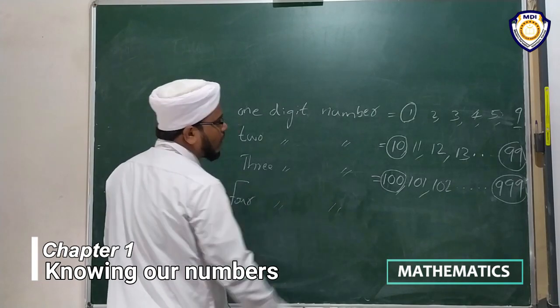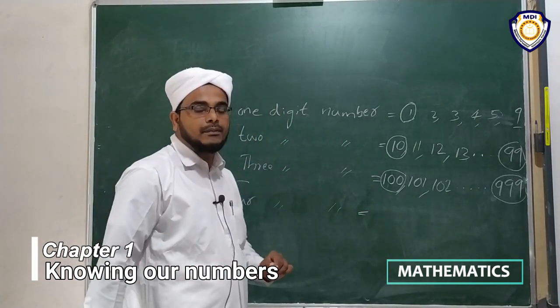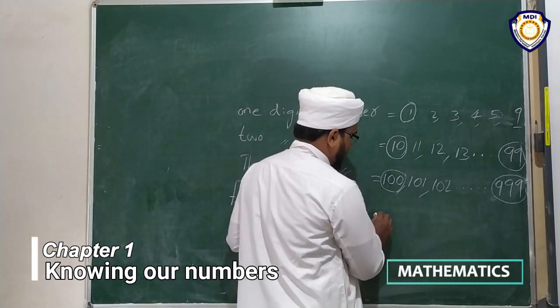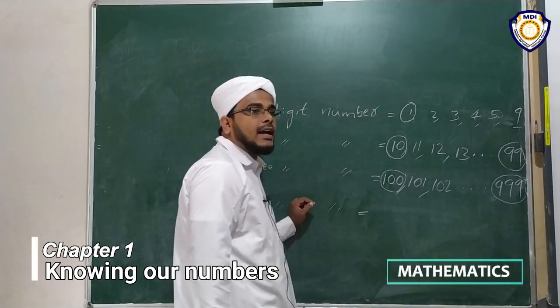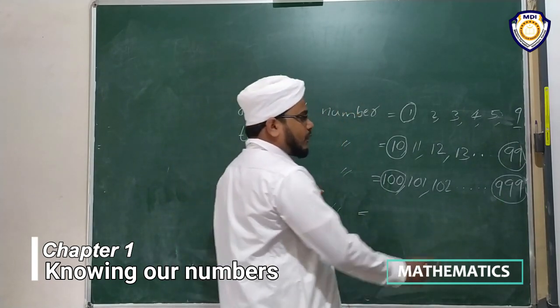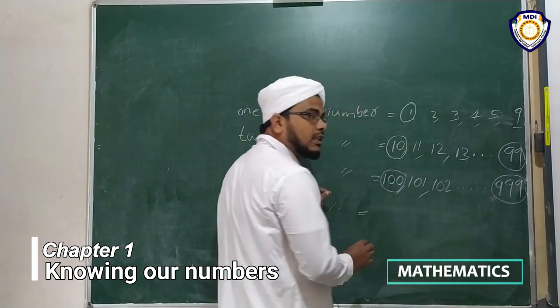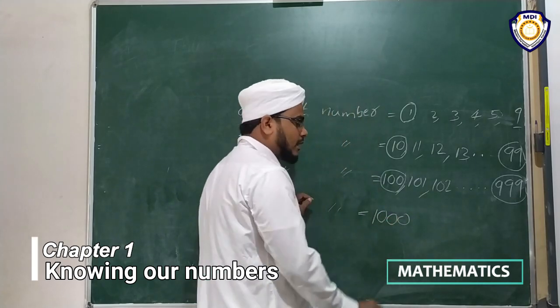Then 4-digit numbers. 4-digit number? Yes, sure. Here we add 1 with 999. When we add 1 with 999, we get 1000. Okay. 1000.